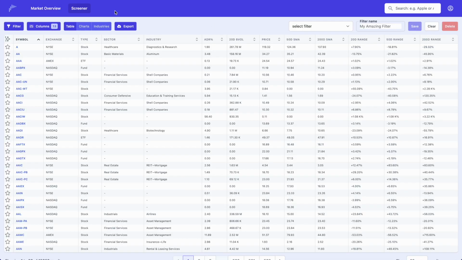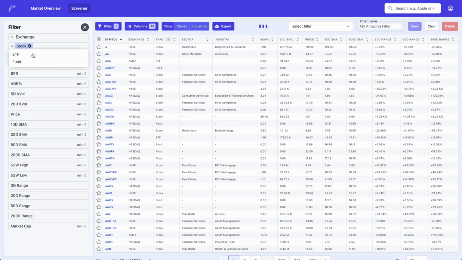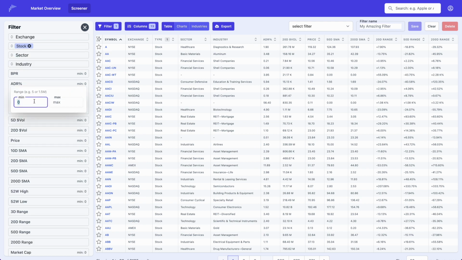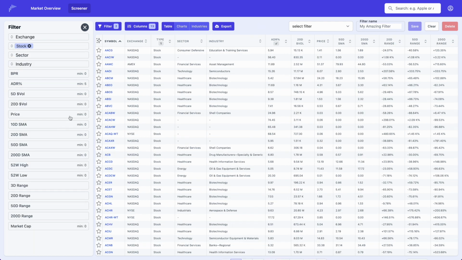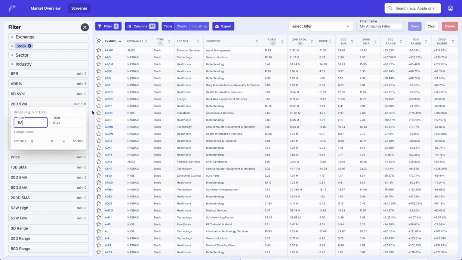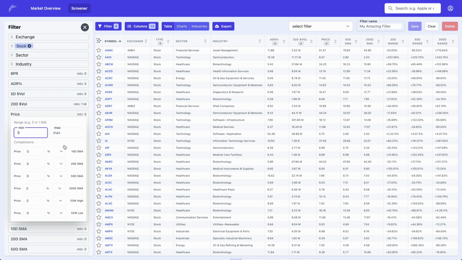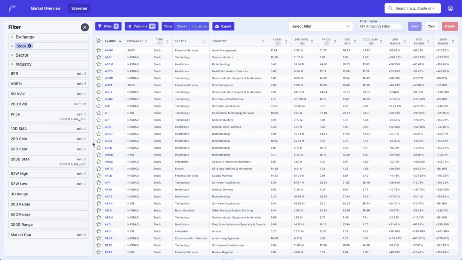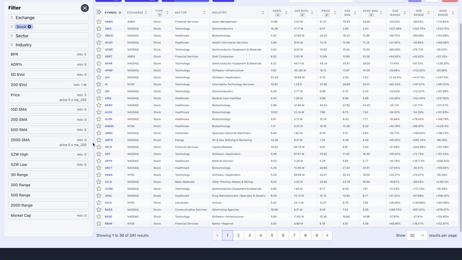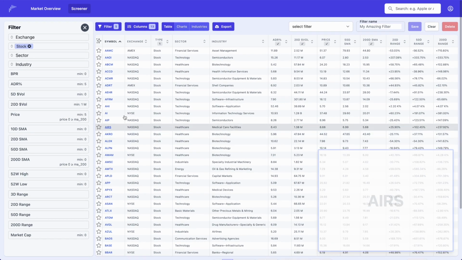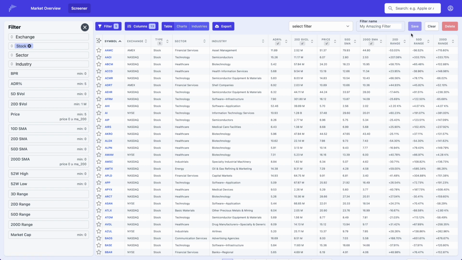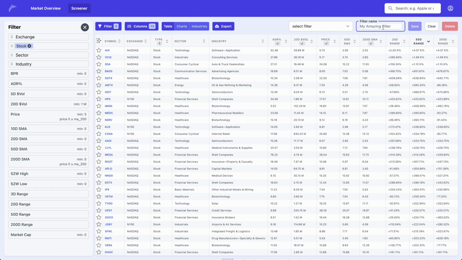Let's add a quick set of filters to start. Only stocks. Minimum ADR percentage of 5. 20-day average dollar volume of at least 1 million. A price of at least $5 and above the 200-day simple moving average. This narrows our pool down to 241 stocks. Sorting this by the 50-day range, we can see which stocks have made the most significant gains in the past 50 trading days. Let's save this filter for future use and name it something random like stocks above 5.